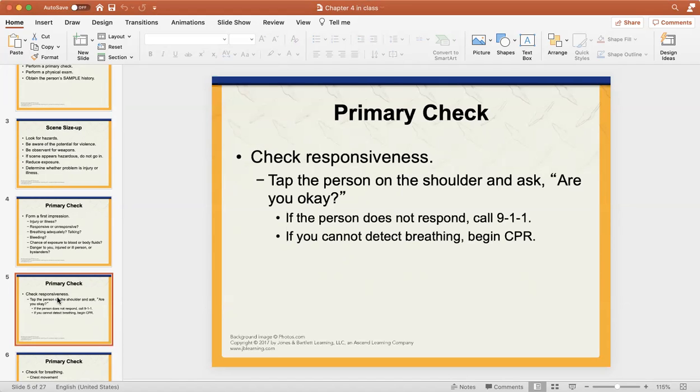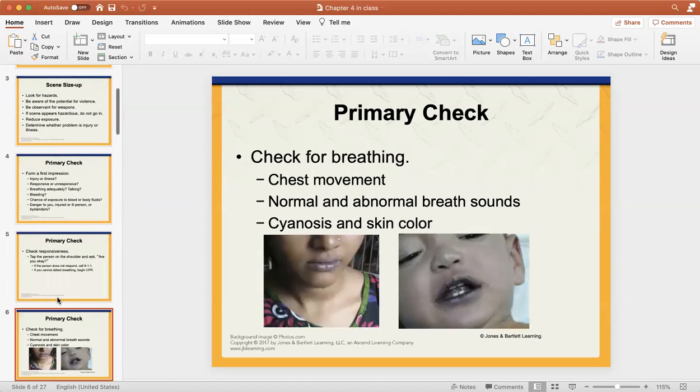So this is what we're doing when we check for responsiveness. We're going to ask the person if they are okay or not. If they are unresponsive, then we immediately need to call 911. And then this is when we are checking for breathing and determining whether we need to do CPR or not.